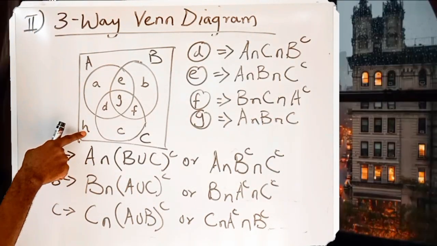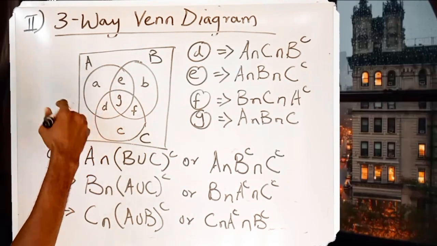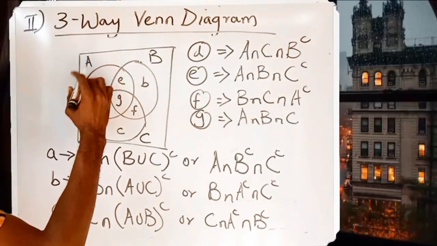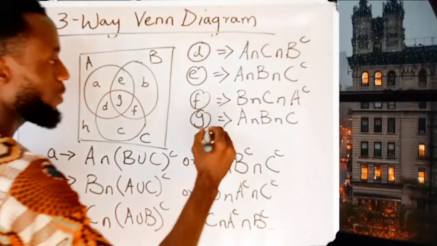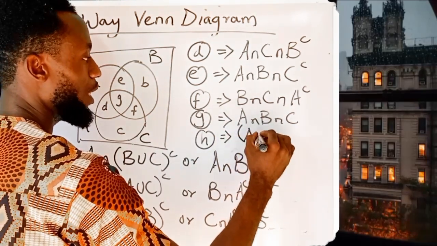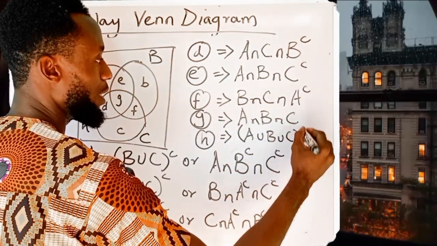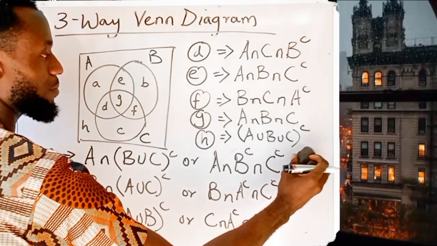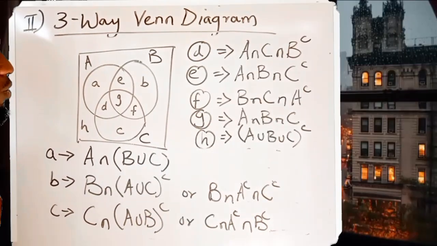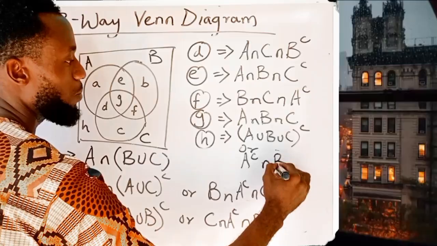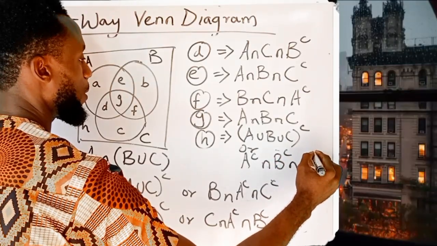And lastly, this one that does not have any of them, it means A, B, and C, their complement is what this is. The complement of A, B, and C. So A doesn't have it, B doesn't have it, C doesn't have it. So our H becomes A union B union C combined, their complement. If you don't want to put it that way, you can say A complement intersect B complement intersect C complement.